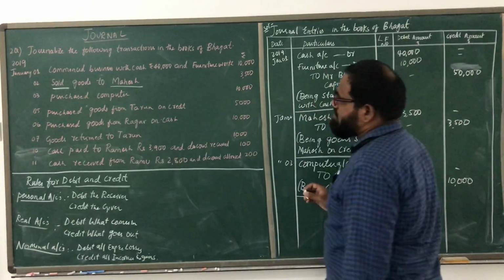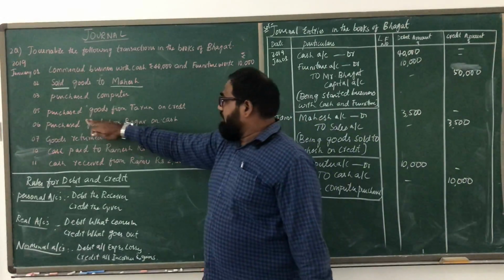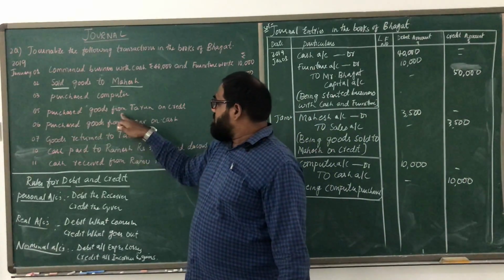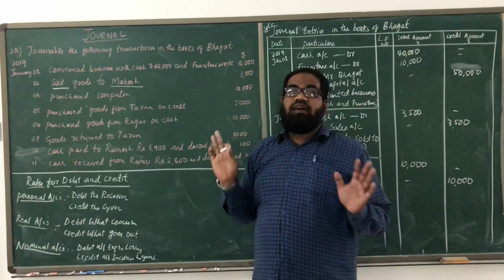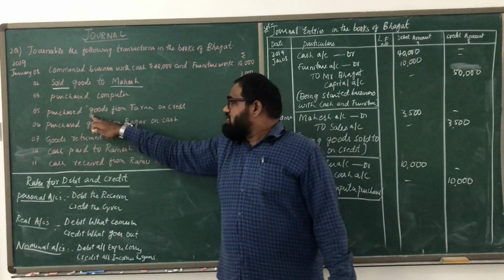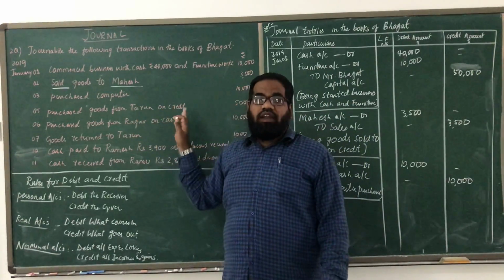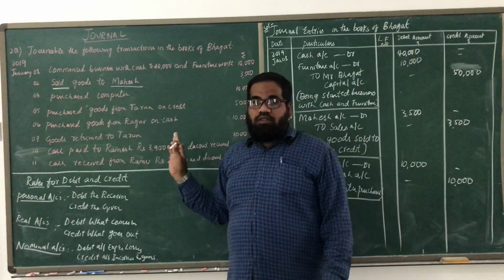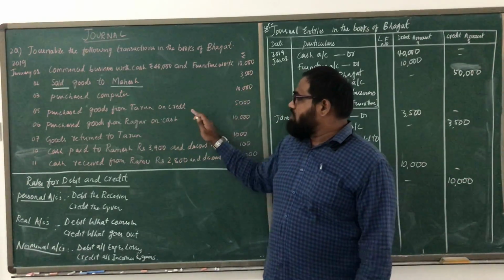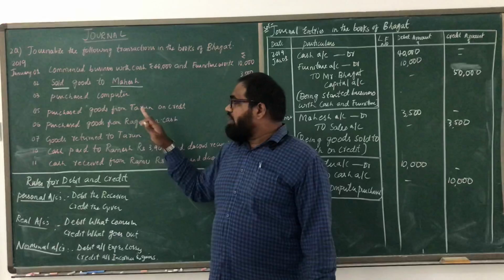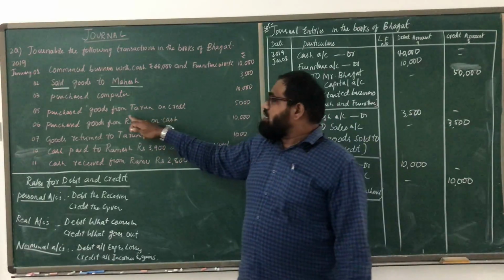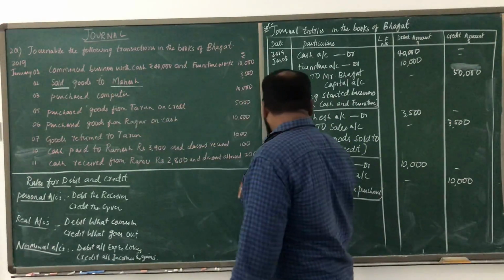The next transaction is purchase goods from Tarun on credit. It is clearly mentioned in the question. We are purchasing the goods from Tarun on credit. On credit is clearly given, so no need to get any confusion. Here we are purchasing the goods on credit only. So purchases is always debited here. So it is our expenditure.